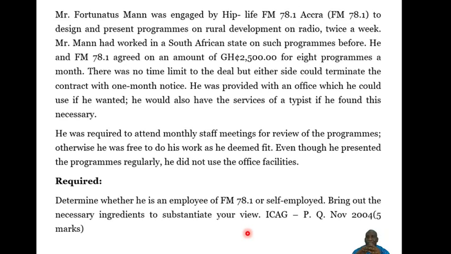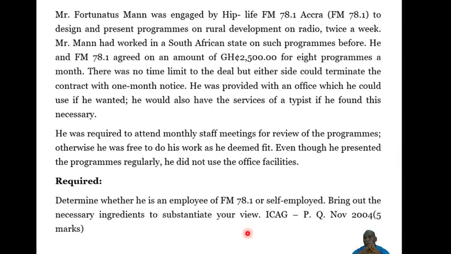He was provided with an office which he could use, which means that it was not by force for him to use the office. If it were an employment contract, if you are provided with an office, you cannot say you will not use it. But here, there was no compulsion on him to use the office. He also had the service of a typist if he found this necessary, which meant that there was again no compulsion on him. Though he was required to attend monthly staff meetings to review the programs, he was free to do his work as he deemed fit. Under an employment contract, you are not free to do your work as you deem fit.